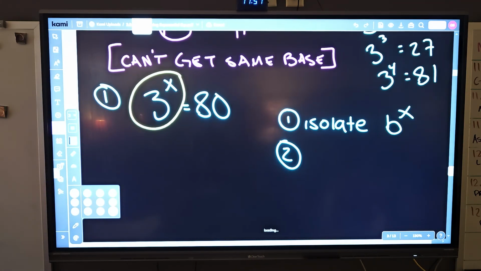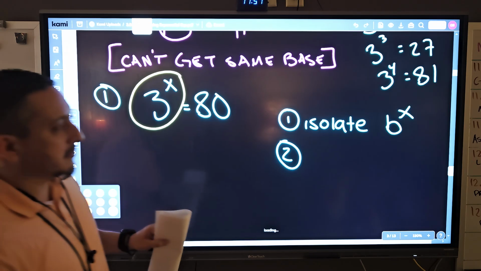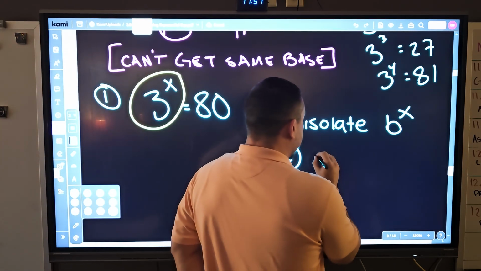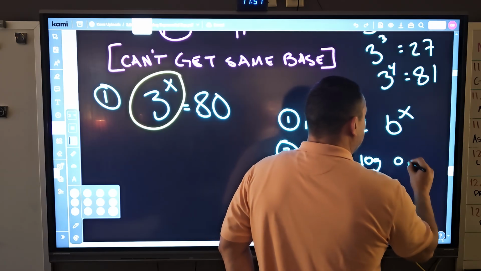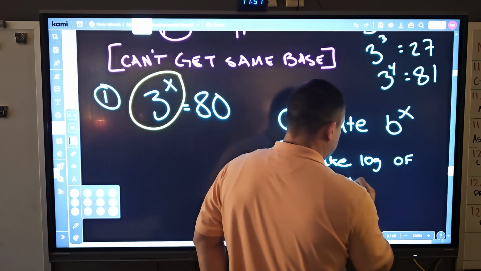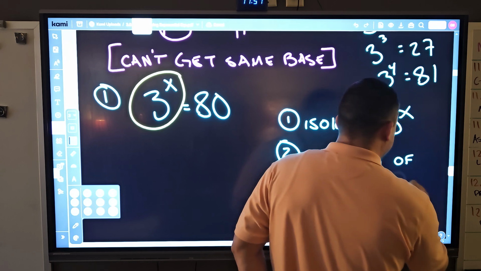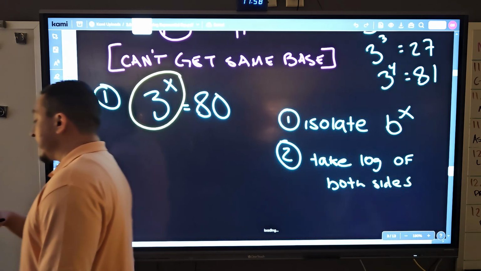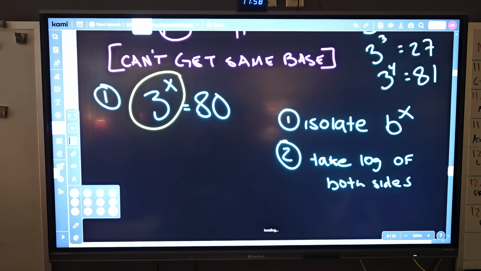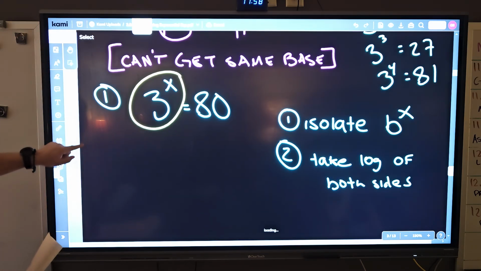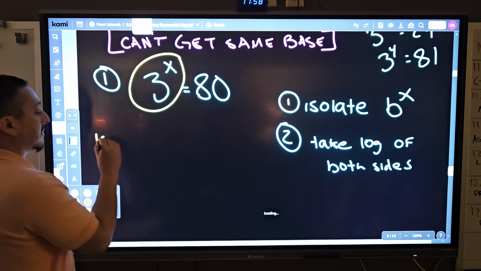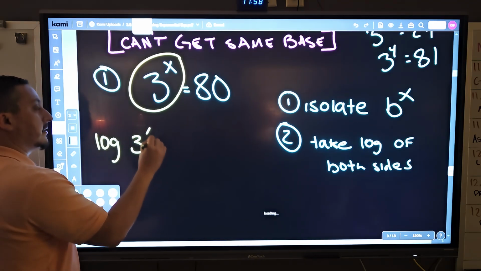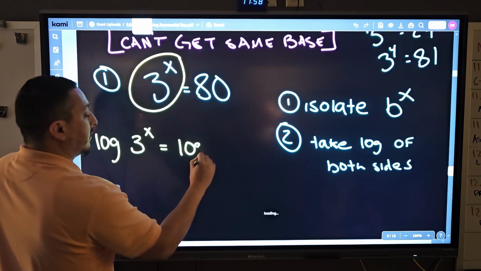Now this will be kind of new to you. You've probably maybe done it in Algebra 2, but you probably haven't done it a lot. You can take the log of both sides. So just like you can multiply both sides by a number, okay, we can take the log of both sides. So that would look like this. Log of 3 to the x, log of 80.